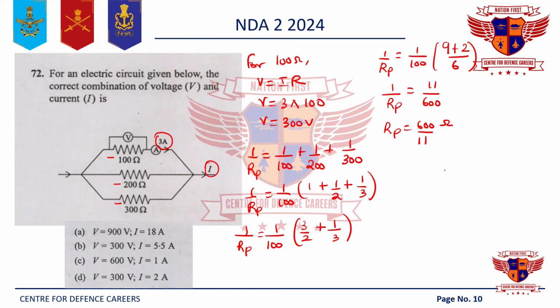Now let's apply Ohm's law for the entire circuit. So we get V equal to IR. So the total voltage is 300 volts, and the resistance is 600 by 11 and the current is I. Now this will be 2 times, this will be 1 time, 1 time. So we get current equal to 11 by 2, that is 5.5 amperes. So option B will be the correct answer. Moving on to the next question.